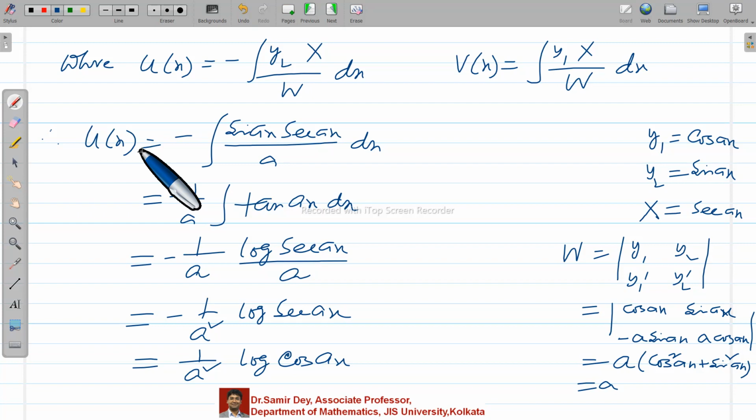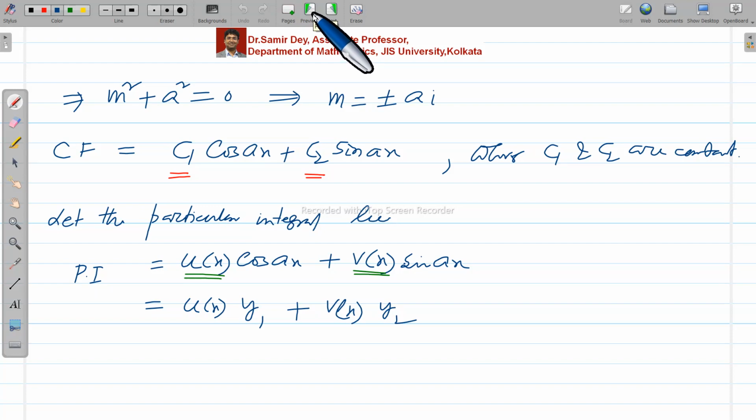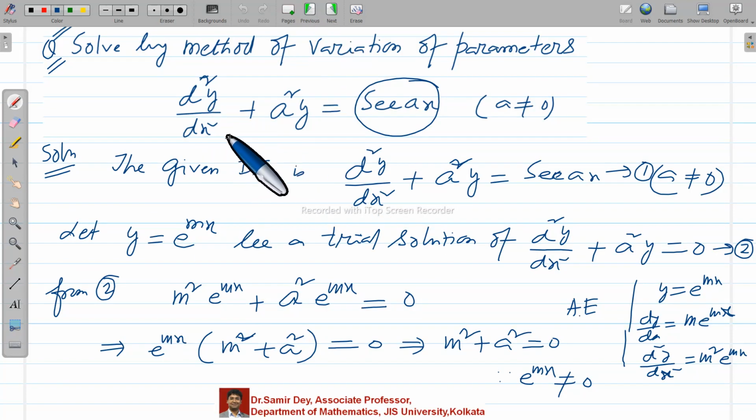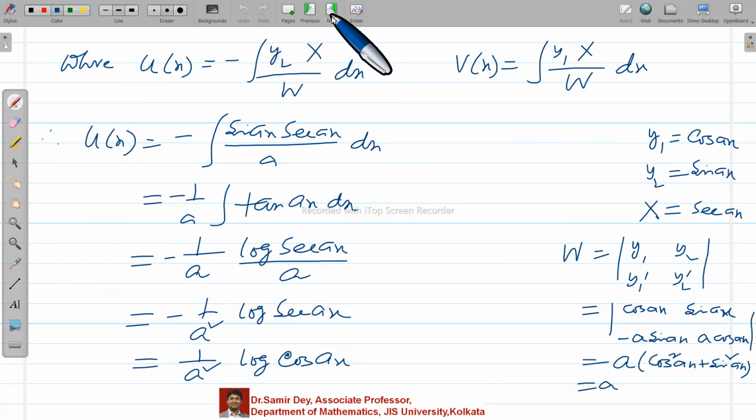Suppose you have a question in your mind: sir, you are integrating something but you are not adding some constant. Why? Because from the starting of the differential equation, here it is a second order differential equation, isn't it? So its solution always contains two constants. So in CF we already have two constants, correct? So in PI no extra constants are required. That's why here we are not adding any constant. So now it is clear to all of you what is your u calculation.